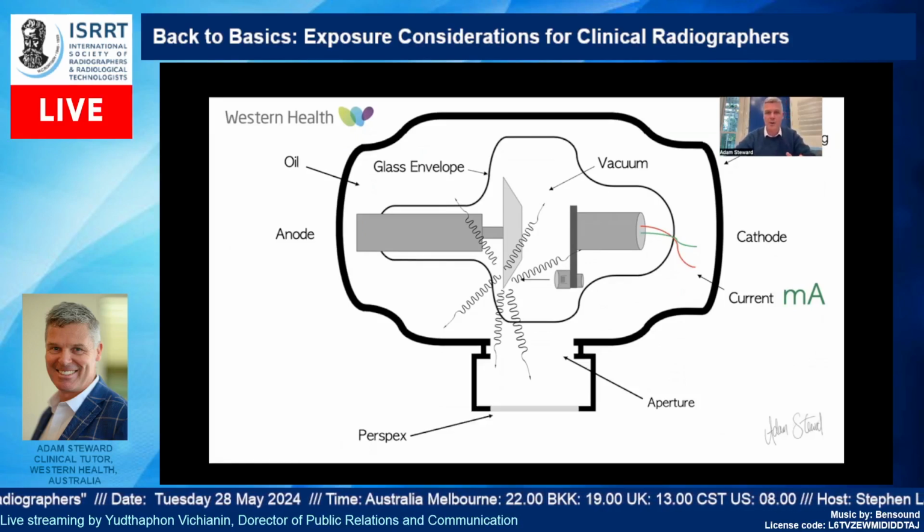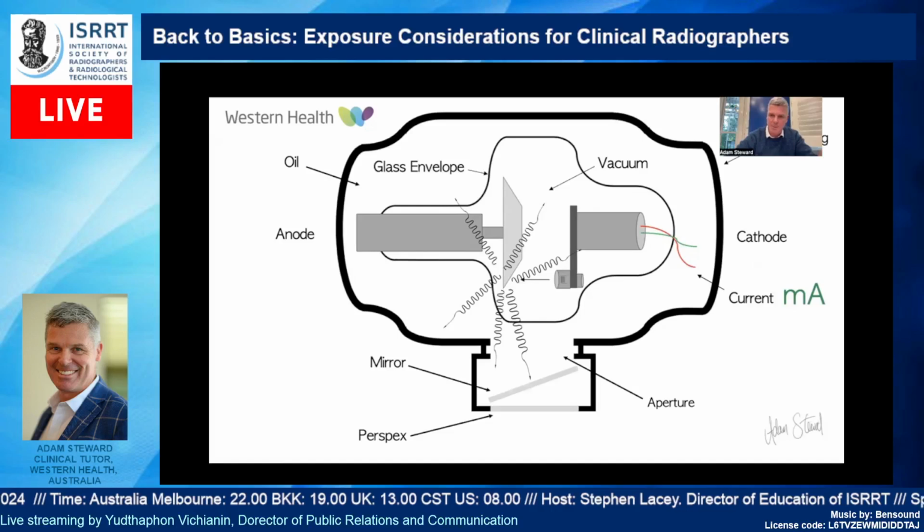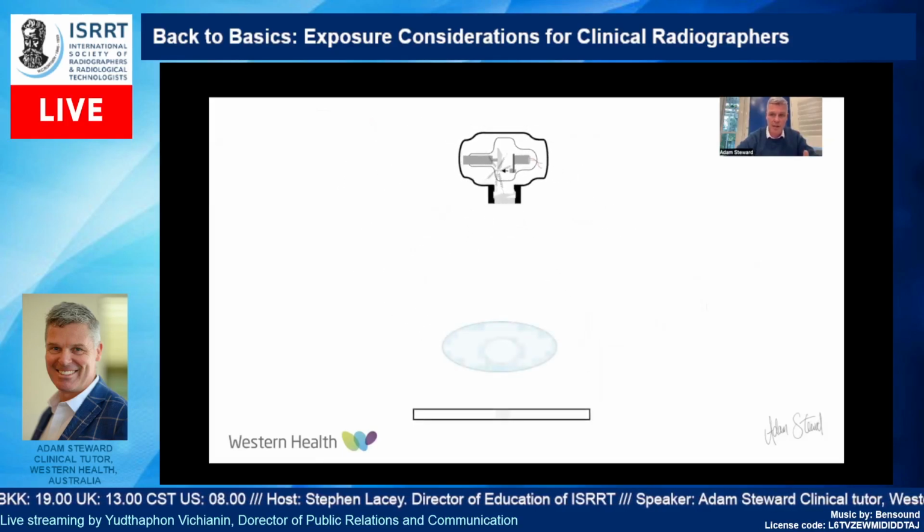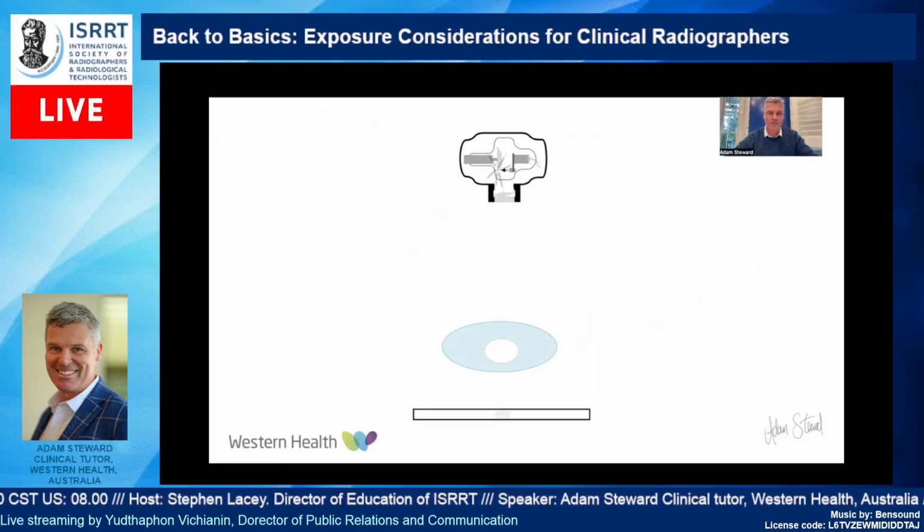This is basically what our X-ray tube looks like. Obviously, on the back, we have our light beam diaphragm that has the perspex aperture. It has a mirror in the way that helps us to demonstrate where our X-ray field will be collimated to, and so forth, okay? That's how we produce the X-rays. How we produce the radiograph, however, is different.